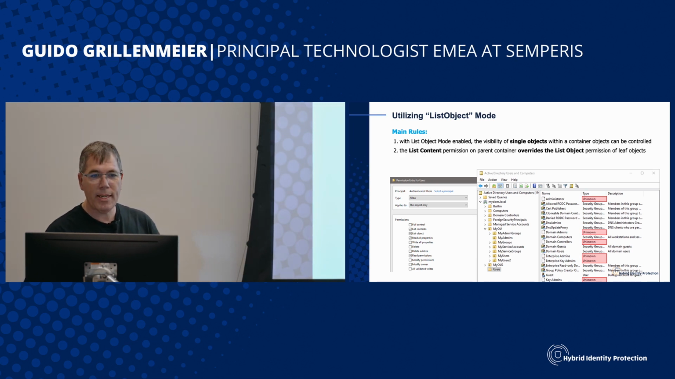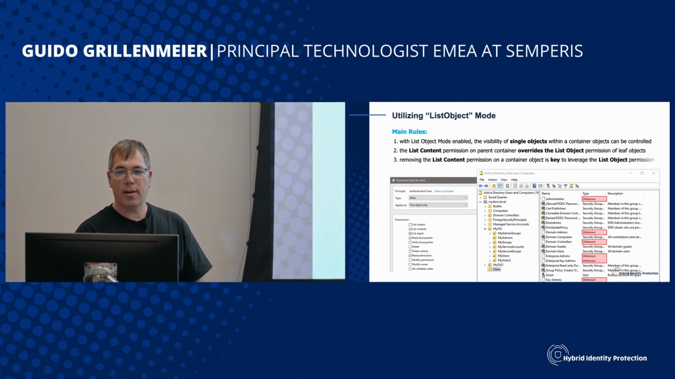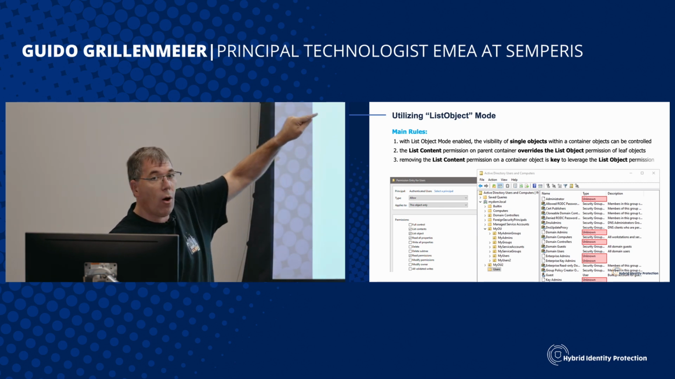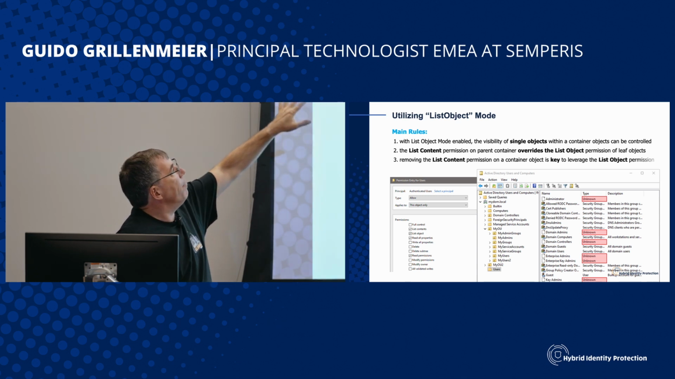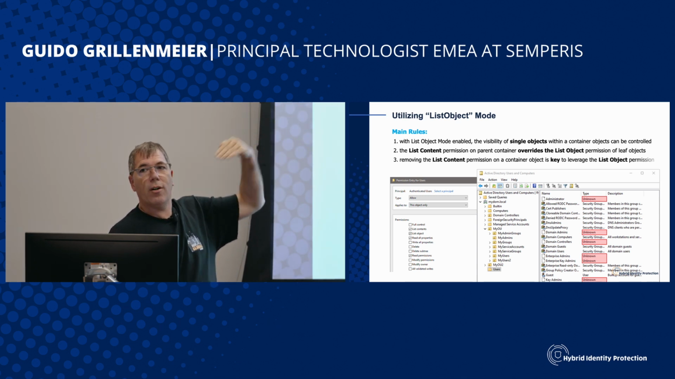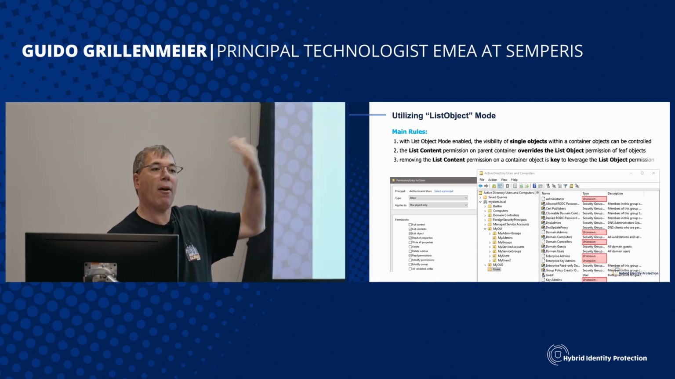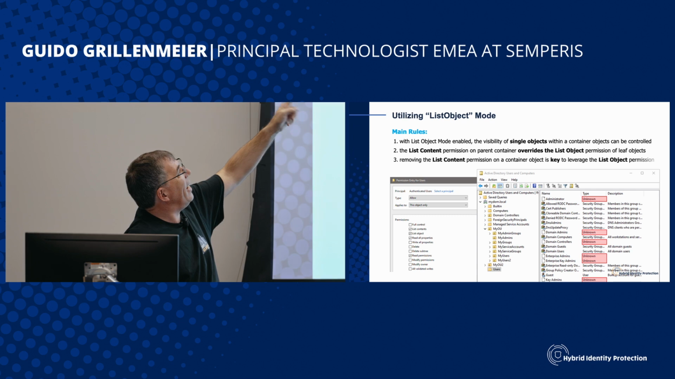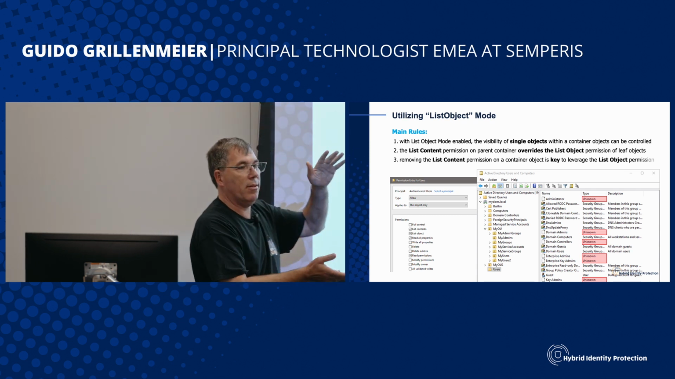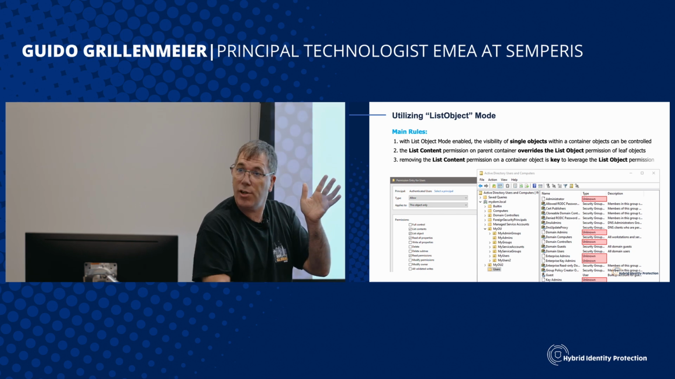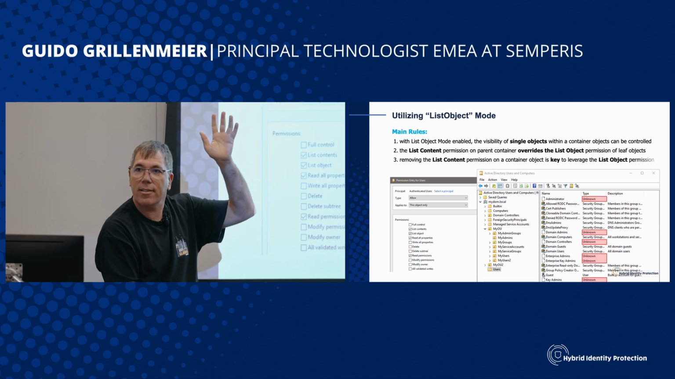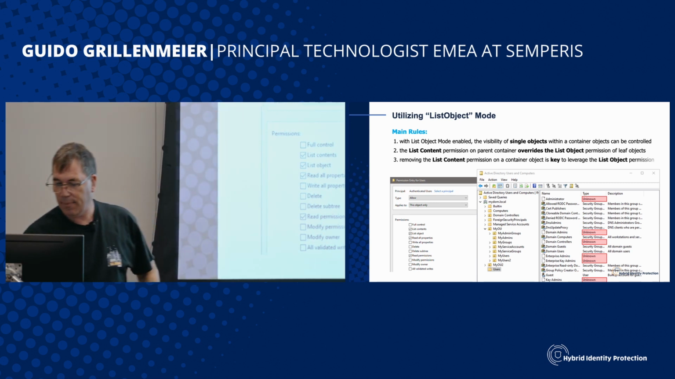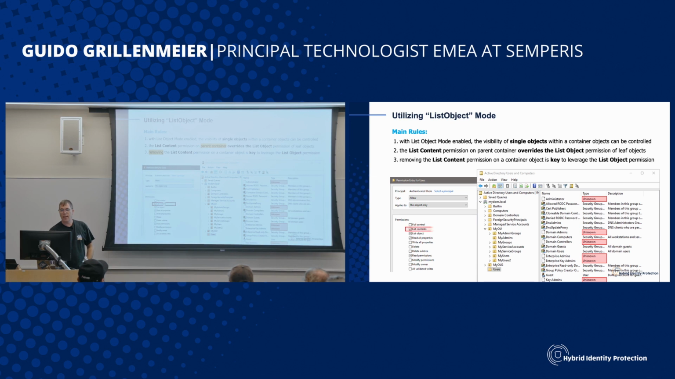We've covered that we can control the single object visibility with that feature, very powerful. And the key thing is to combine it with the list content permission of the parent container. Because if that is taken away, then it tells the system, well, you have to check all the other objects and the permissions. If you leave list content enabled, then it doesn't care. It just gives you everything. So that's the key to making that work. And once you do that, then you have what we've just talked about before. Okay.